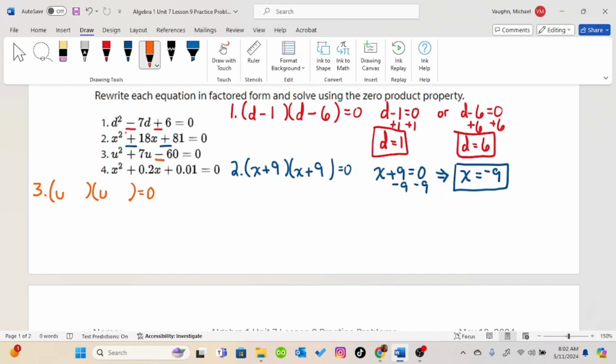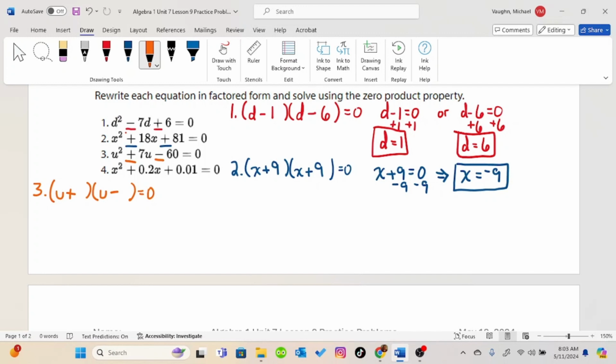Looking at the second sign, being negative, tells me the signs are going to be opposite. The first sign being plus means my larger one is going to be positive. Now I need factors of 60 that will add to 7. So 1 and 60 doesn't work. 2 and 30 doesn't work. 3 and 20 doesn't work. 4 and 15 won't work. But 5 and 12 will.